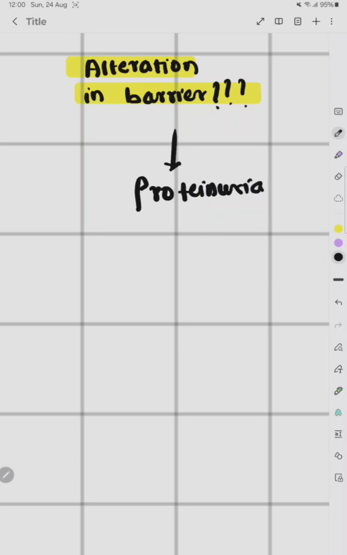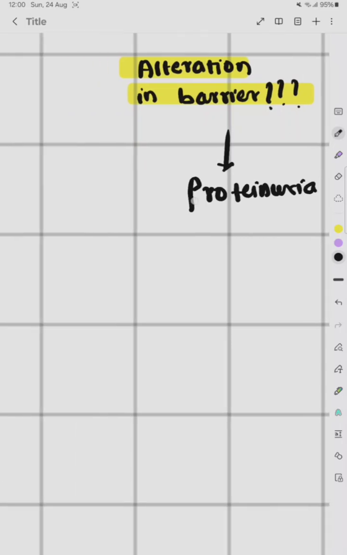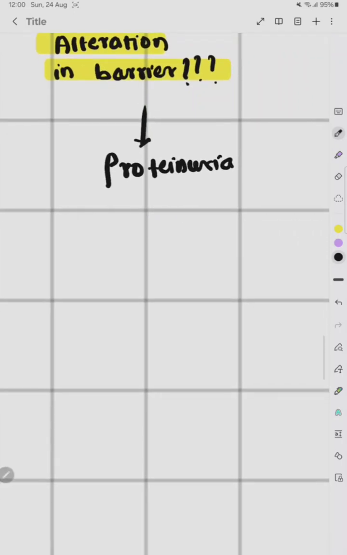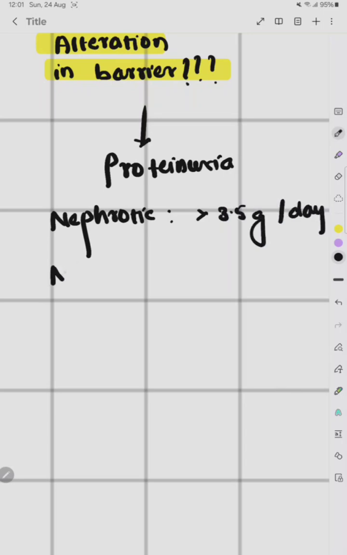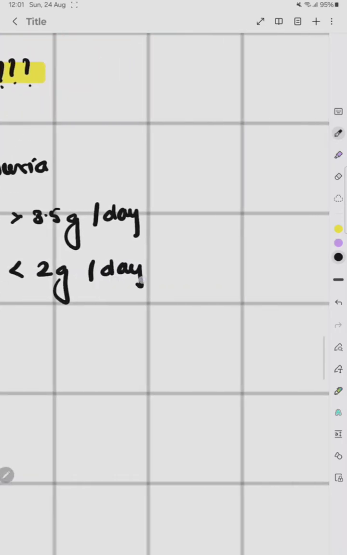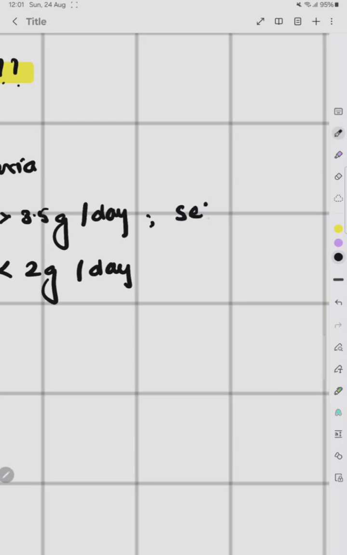Again, we have discussed proteinuria under two headings actually. One is nephritic and one is nephrotic. I'll write down the range for you. Nephrotic is greater than 3.5 grams of protein per day. Nephritic, not so much. It is less than 2 grams per day. Nephrotic is more of selective proteinuria.